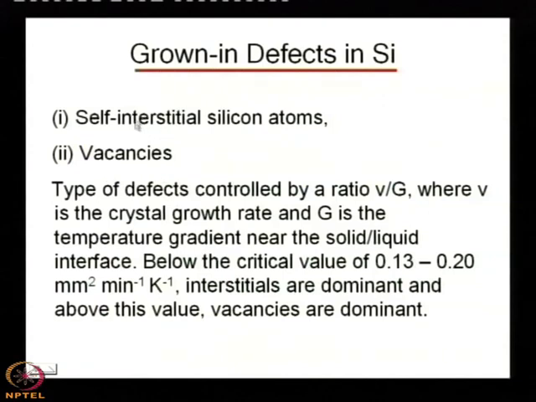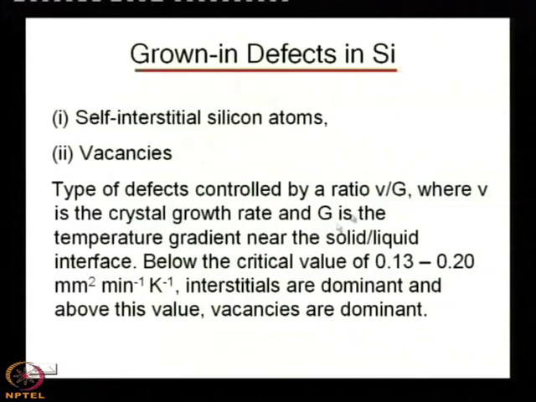Now, whether there will be self-interstitial silicon atoms or vacancies is governed by a ratio given by V/G, where V is the crystal growth rate and G is the temperature gradient near the solid-liquid interface. So, you have to take care of this ratio. The crystal growth rate is in the numerator, and in the denominator you find the temperature gradient near the solid-liquid interface.